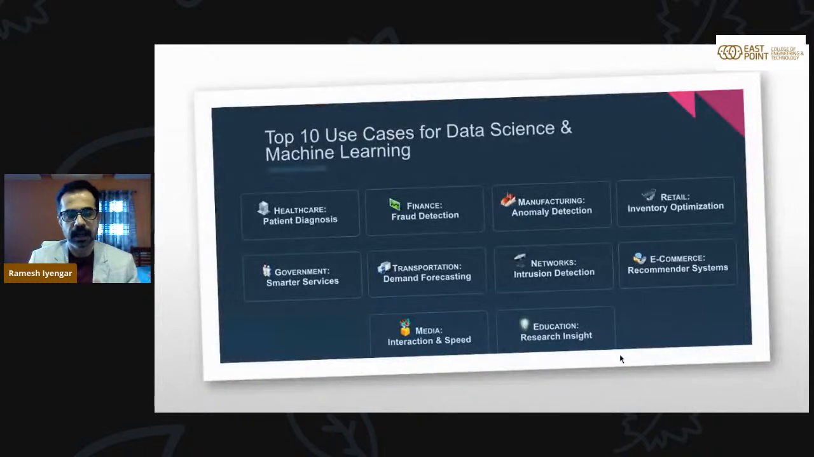When there are images coming in, when there are reports coming in, that is the big data side of it. So it's a combination of the enterprise side of data and also the big data side of it. Patient diagnosis and treatment is one of the best use cases you can find in the healthcare industry. And in finance, fraud detection is one of the key use cases.